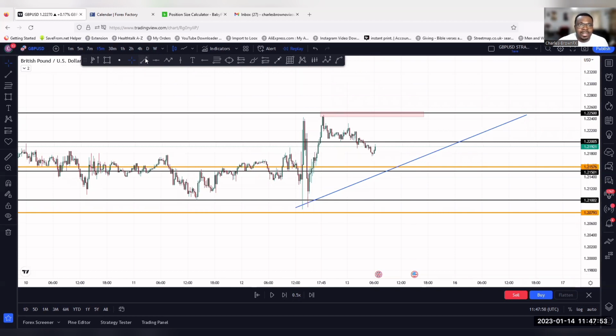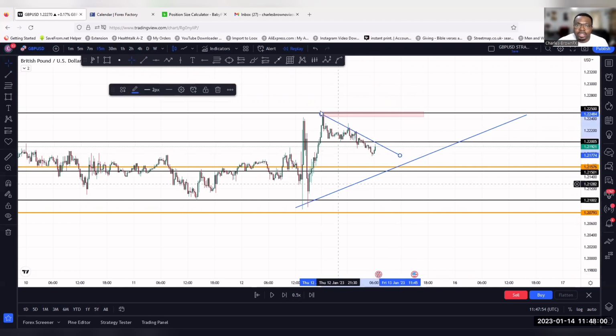So counter trend line is when you draw a trend line across the trend, against the trend. That means you're drawing a trend line against the trend. This is the uptrend, overall trend, but this is a counter trend line against the trend.